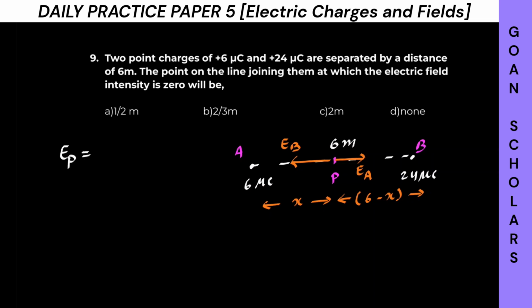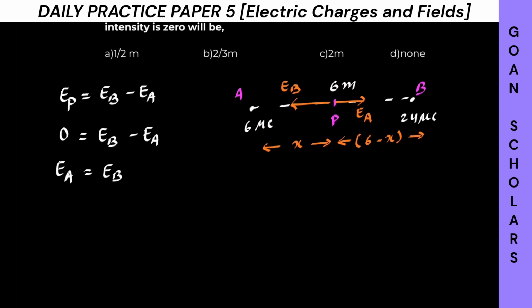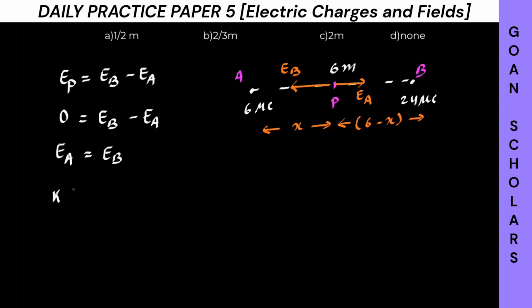So electric field at point P will be EB minus EA, and EP will be 0. So this will be EB minus EA equals 0. Let's take EA on the other side. So EA equals EB. And what is our EA? K QA upon the separation squared, so EA is K QA upon x square. And EB will be K into QB upon (6 minus x) whole square.